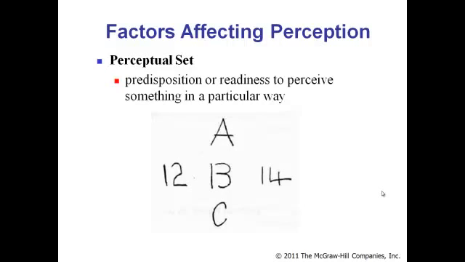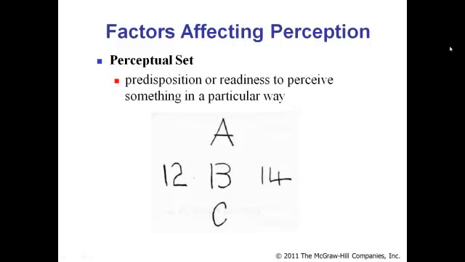Finally, another factor that plays a role in our perception is the fact that we have perceptual sets. We often have predispositions or a readiness to perceive something in a particular way. And this really reflects top-down processing. We have an idea of what we are expecting to perceive, and we thus perceive it.